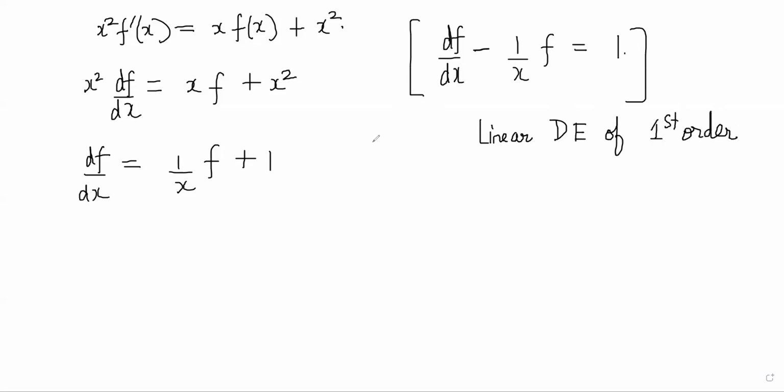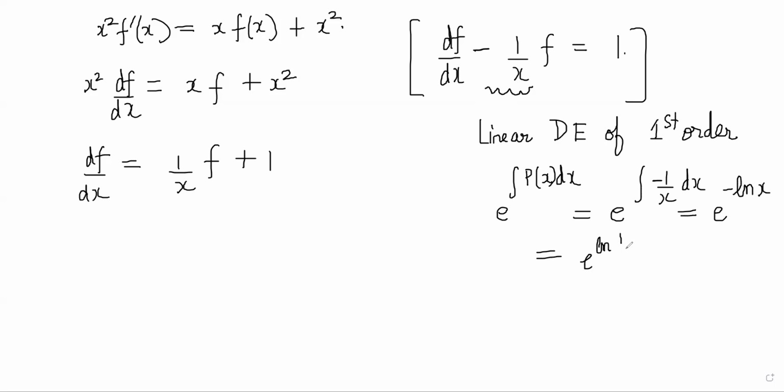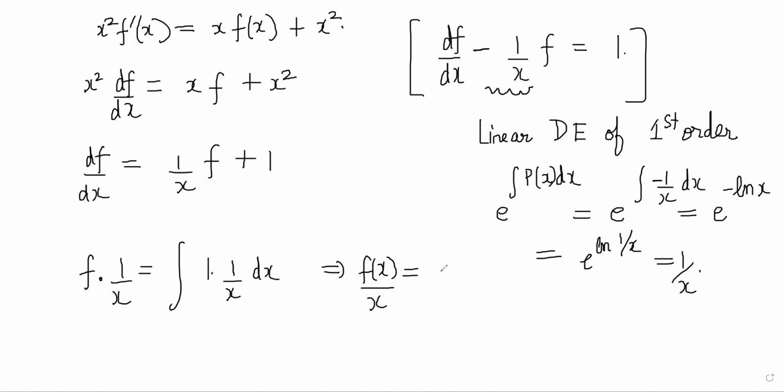So the way to solve it is using the integrating factor method. So in this case, integrating factor is e power integral of p of x dx. And what is our p of x here? P of x is this function. So it is e power integral of minus 1 by x dx. So which is e power minus ln x, which is e power ln 1 by x, which is 1 by x. And the solution of the differential equation is f times IF, which is 1 by x, is equal to integral of q times IF. So 1 times 1 by x dx. So this becomes basically f of x by x is equal to ln x plus c, right? This is what we are getting.